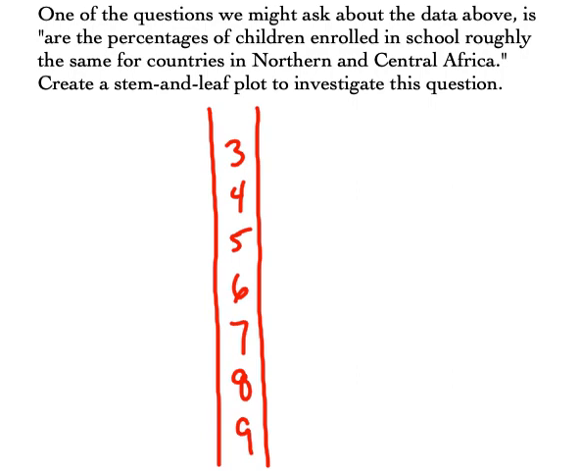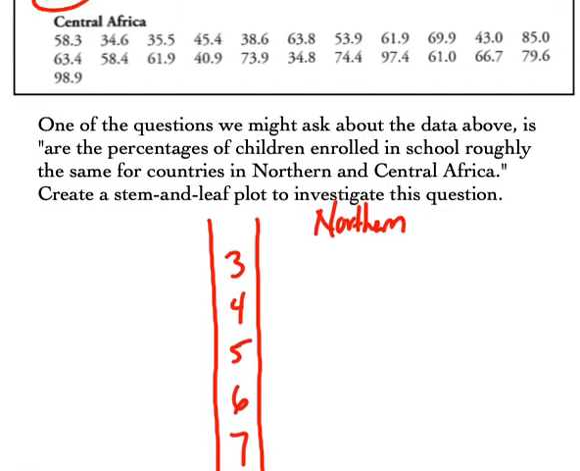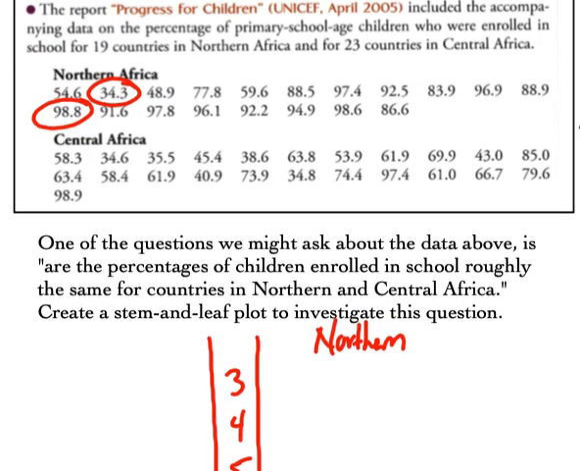So that's the stem of our plot. And then over here, we're just going to put northern countries. Okay, and then essentially what we're going to do is go back up here to the numbers. One of the drawbacks of a stem plot is that it takes a little bit longer sometimes. Sometimes we have to make some concessions with how much of the number we actually show.